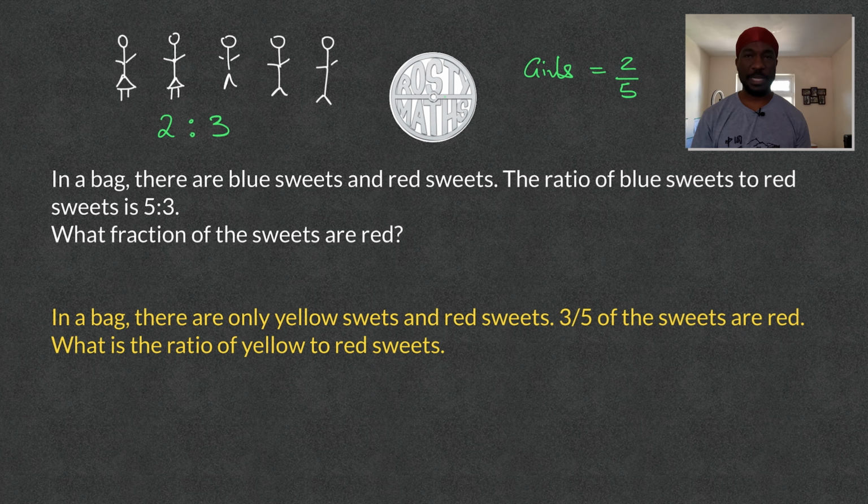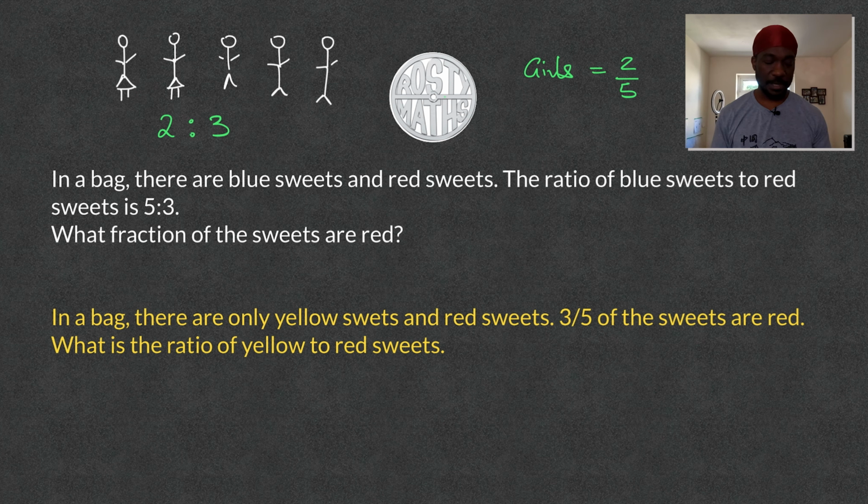Now let's look for some links then. How does this link to that? Well, two girls, three boys, altogether five. So you add the 2 and the 3, you get 5, so you know you're dealing with 5 people. 2 of them are girls, so therefore 2 out of 5. And that's it.